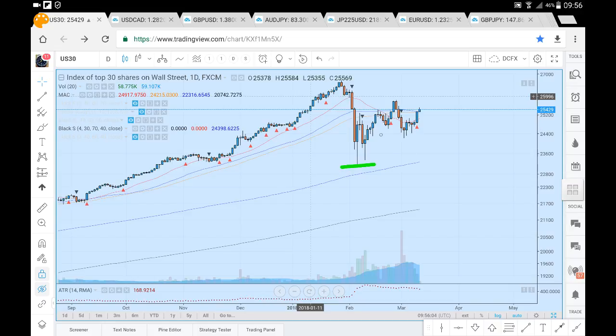So we've got our lows here. We've had a pullback, posted a higher low. So we do seem poised to possibly retest the old all-time highs on the US 30.